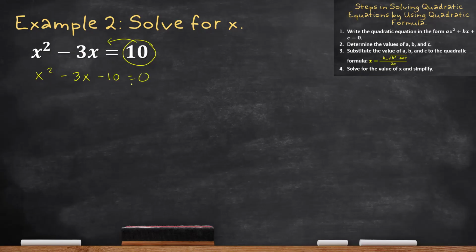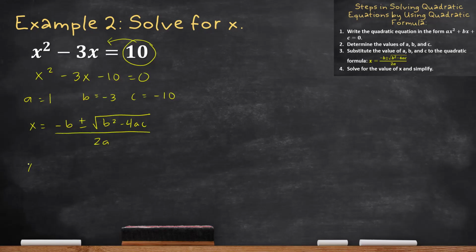Okay? Now, pag naka-standard form na, that's the time na identify natin yung values ni a, b, and c. So what is the value of a? That is 1. b is negative 3. Isama lagi yung sign. And c is negative 10. After that, substitute: x is equal to negative b plus or minus the square root of b squared minus 4ac all over 2a.